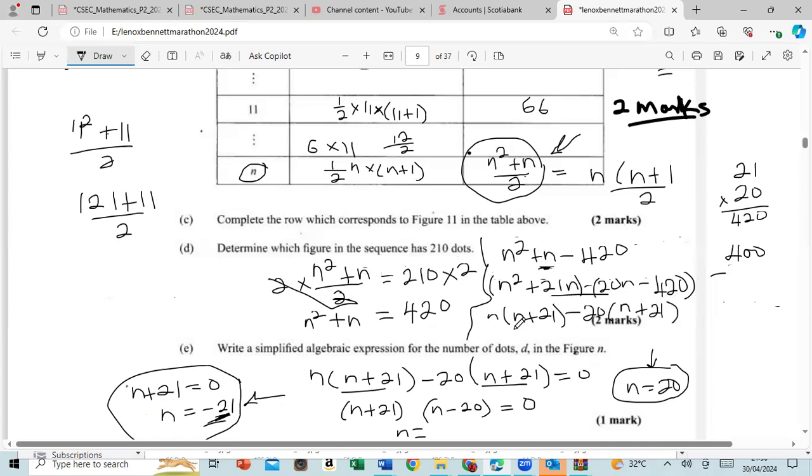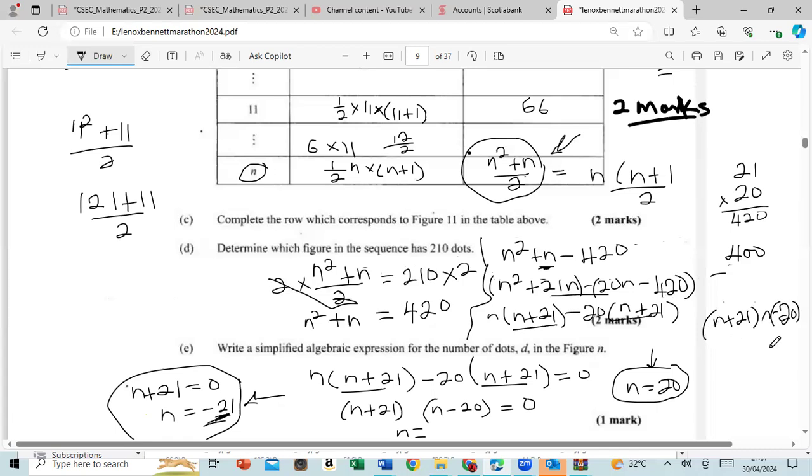So I get n plus 21 as a factor. That's common, so I pull out my n plus 21, and then outside the bracket is n minus 20. Everybody follow so far? I just factorize it. It's just that the numbers are big. Yeah, sure, it makes sense now.